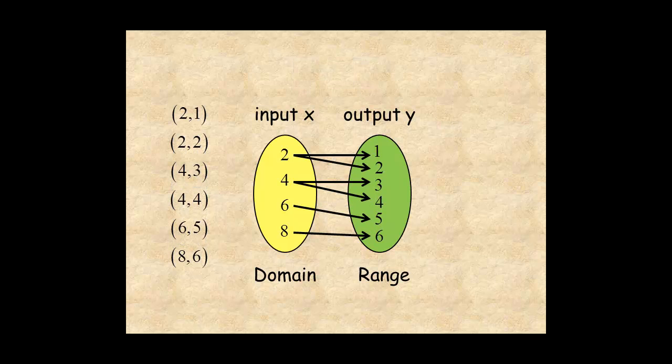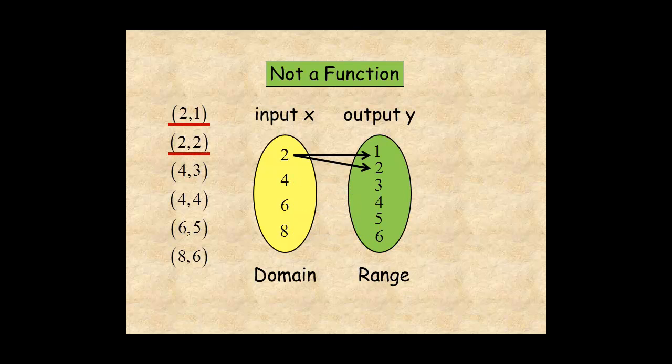Here's an example of a relation that's not a function. Notice the input value x equals 2 maps to two output values, y equals 1 and y equals 2. Also, x equals 4 maps to y equals 3 and y equals 4. When elements in the domain map to more than one element in the range, the relation is not a function.